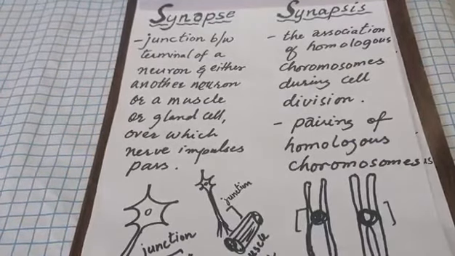Synapse, this word you will find in coordination and control, where you have studied the nervous system or the neuron. And synapsis, this term you will find in the chapter where you have studied cell division, mitosis and meiosis.